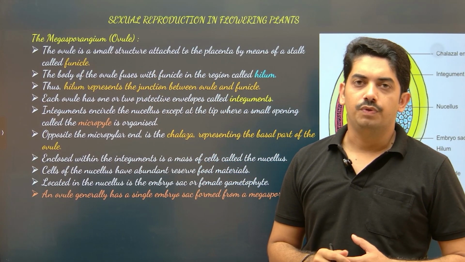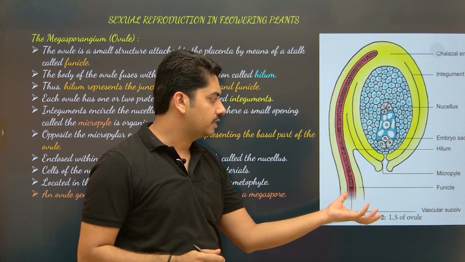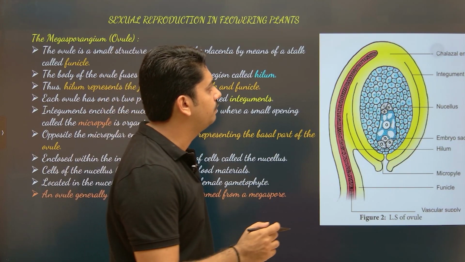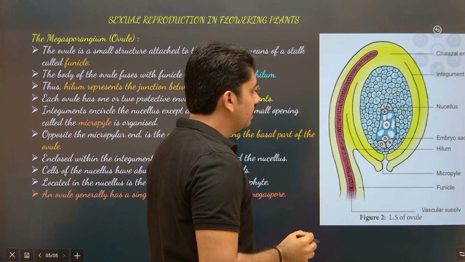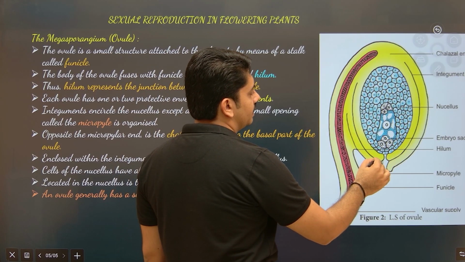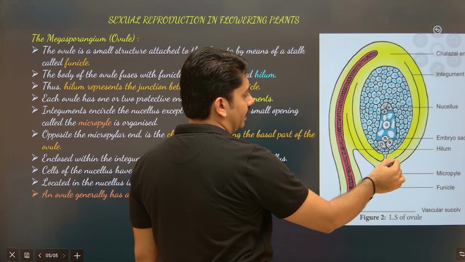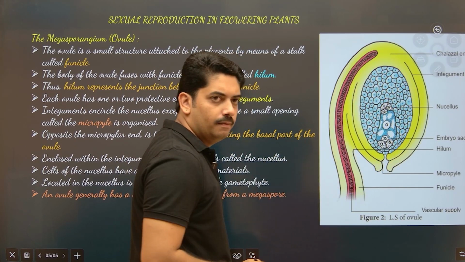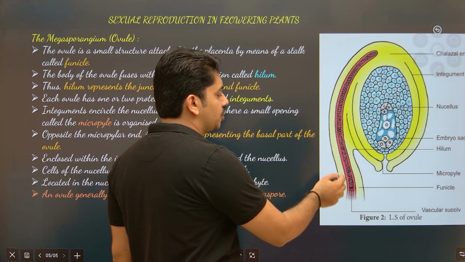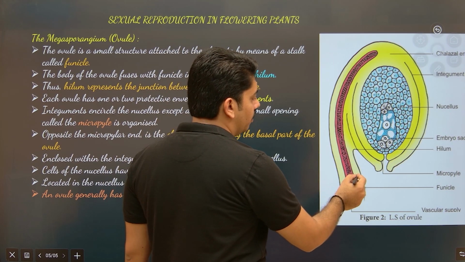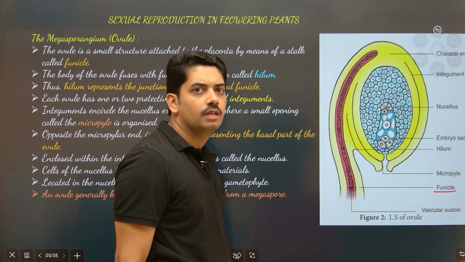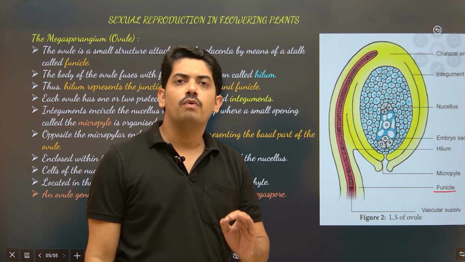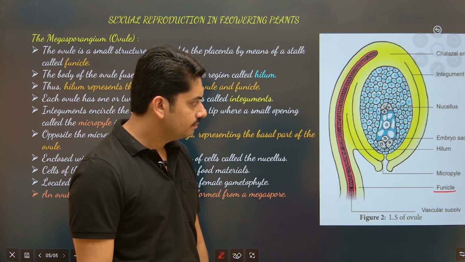Megasporangium or ovule. Just observe this picture. Such a wonderful picture. You can see all the details. See this oval shaped body. This is the body of the ovule. This is attached to the placenta with the help of a stalk, and that we call the funicle. So the stalk of the ovule is called the funicle.